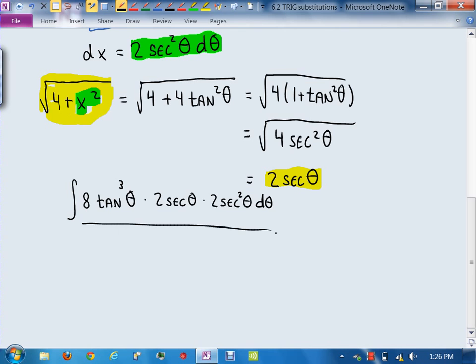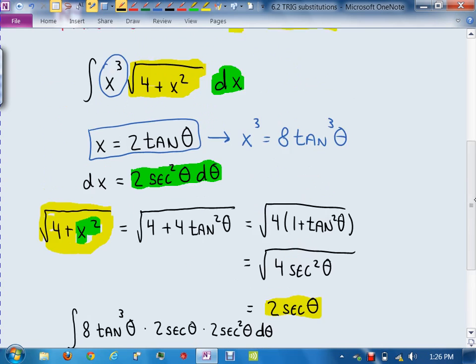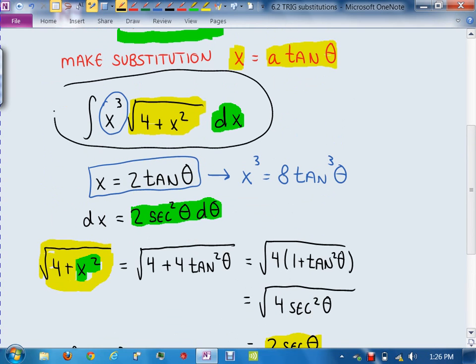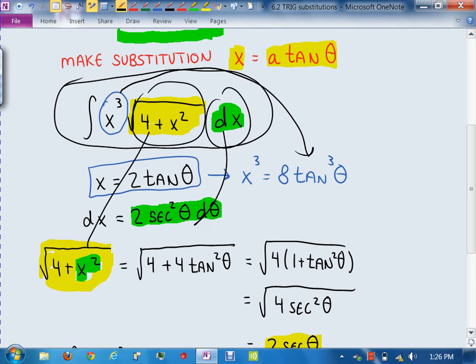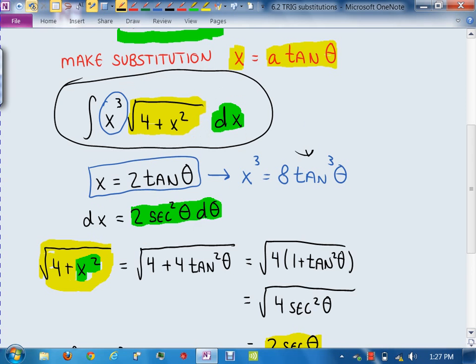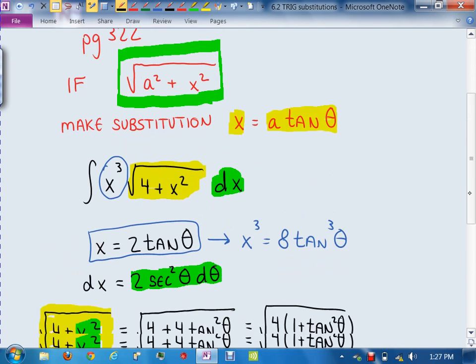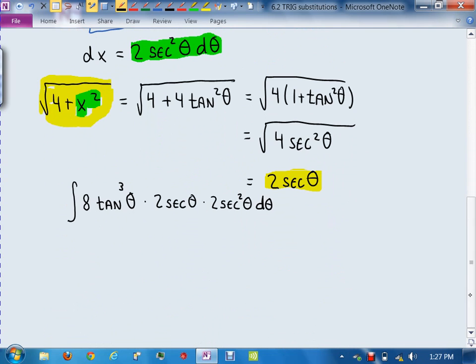I'm putting it into this integral right here. I'm replacing the x cubed with 8 tan cubed theta, replacing this square root with this, replacing the dx with this. There are 3 different pieces that I figured out, and I'm putting them all back in there now, as it's written at top. Now, what you'll notice is my integral now doesn't have x's anymore, right? What does it have? It has thetas in it. So let me clean this up.